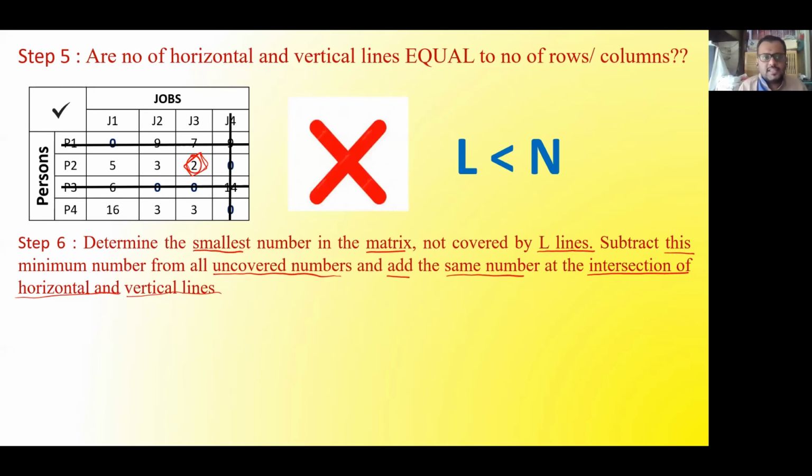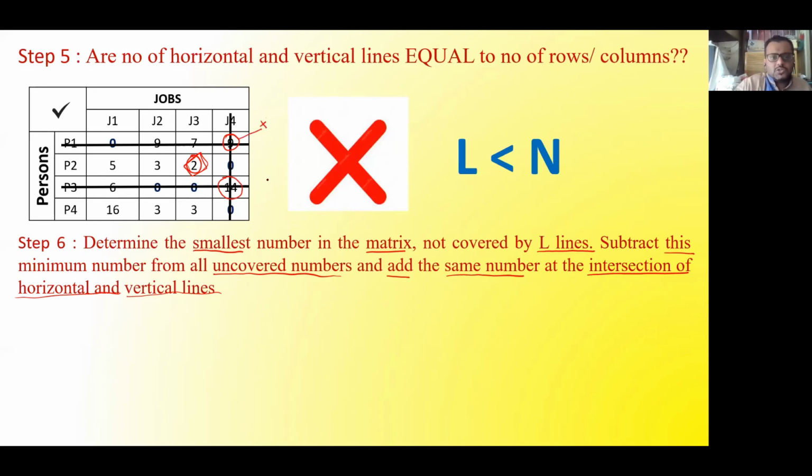Now what do you mean by intersection point? So we have already made these lines. So this one you can observe is an intersection point. Yes or no? It is an intersection of 2 lines, horizontal as well as vertical. Yes or no? Yes, sir. Similarly, there is one more intersection available here at P3J4. So what we need to do is add this value.